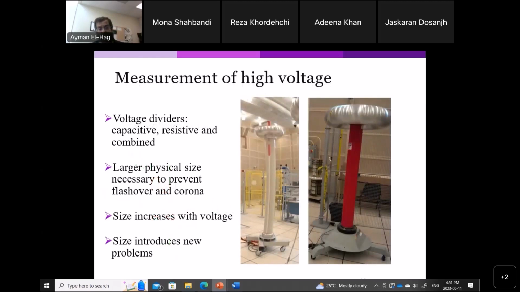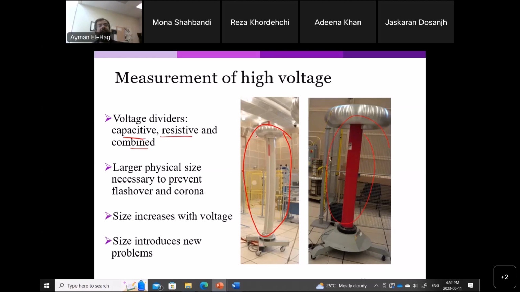So this one is a voltage divider. This is another voltage divider. These are pictures taken from the University of Waterloo. This is for the impulse. This is for the DC, and we have different types of voltage dividers. We'll discuss them in details. We have capacitive, we have resistive, we have combined between capacitive and resistive. What is the pros and cons of each one? That is something that we'll discuss later.